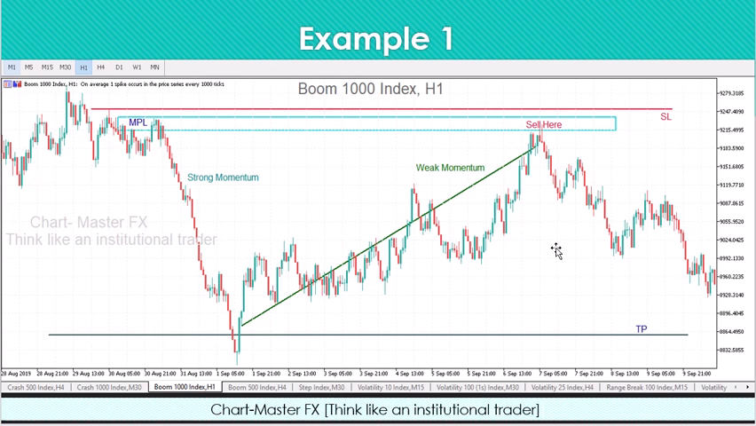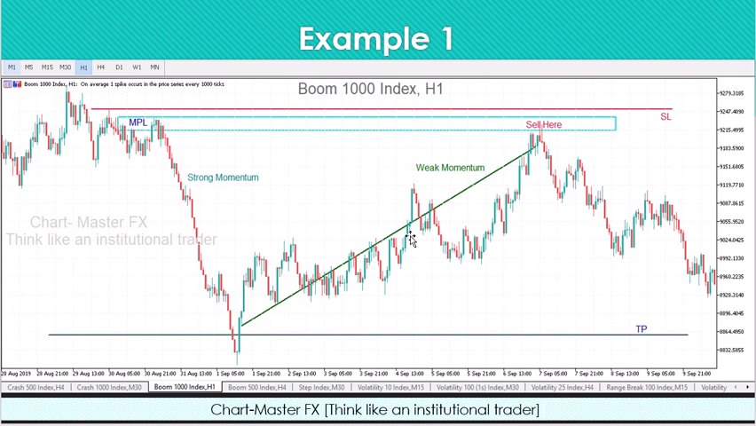So generally, guys, this is what we call a momentum shift. With the momentum shift, you can also look at some of the confirming things which make it a confluencing setup.